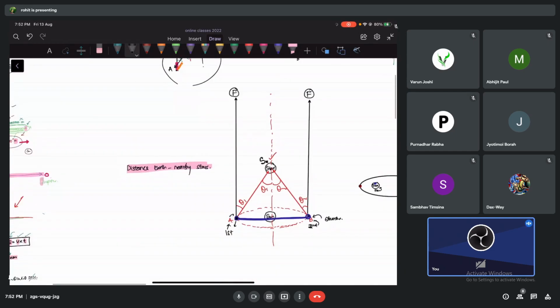But guys, are you clear? How do we measure large distances indirectly? Is it clear, guys? Yes, sir. Then I think you got the idea.